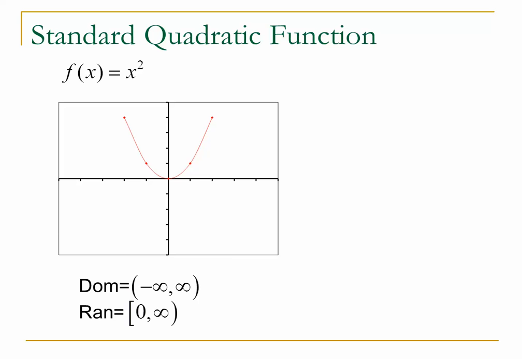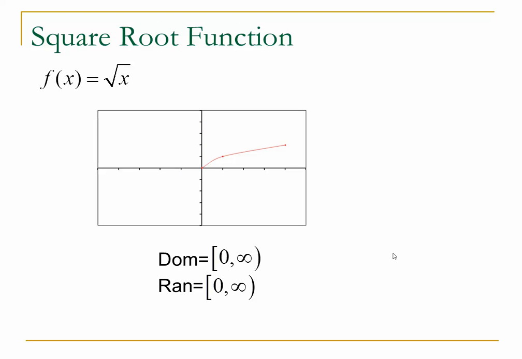Next we have a square root function, and this is the parent graph for square root functions. You can see that we start here, or the domain starts at 0, because we can't take the square root of a negative number, or more specifically, the square root of a negative number is not a real number.